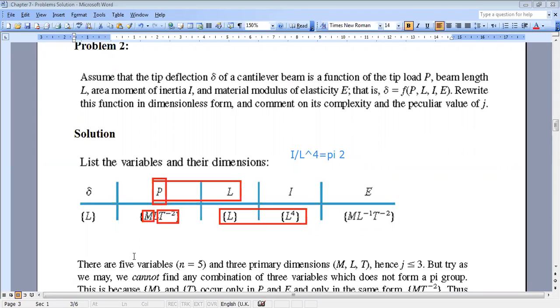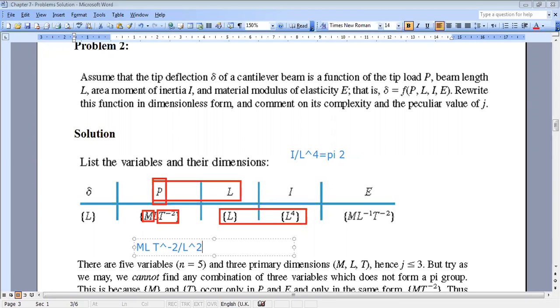Why is it easy? Because look, P is MLT minus 2. What should I do to get ML minus 1T minus 2? Divided by L to the power minus 2. Exactly. Or divided by L squared. Yes, I should divide it by L squared.